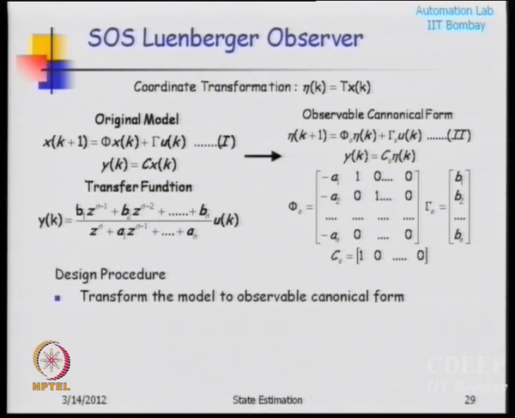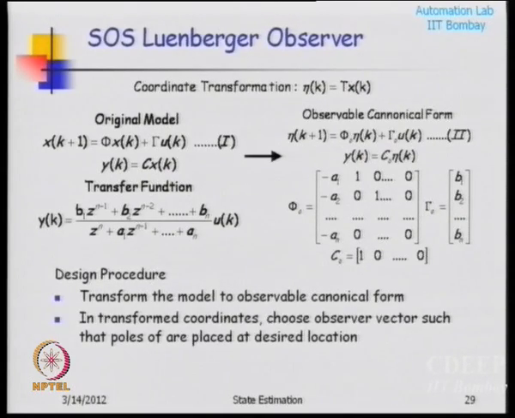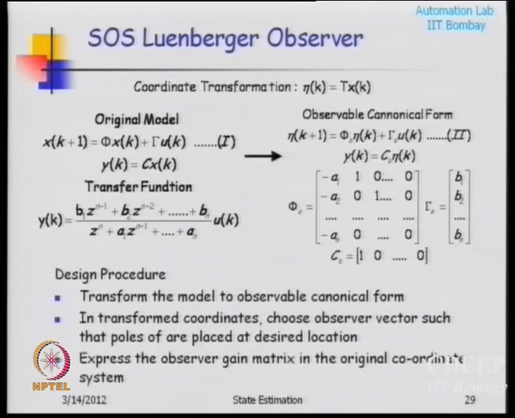Okay, so my design procedure is like this. I want to transform the model to the observable canonical form. Once I do that, design an observer for the transform model. And then express the observer in the original state space model using the inverse transformation. So, transform the problem, design the observer, do inverse transformation. That is the trick. Why can you do this? You know, linear algebra allows you to play with the model. In the model space, you can do all kinds of things when you have a linear difference equation model.